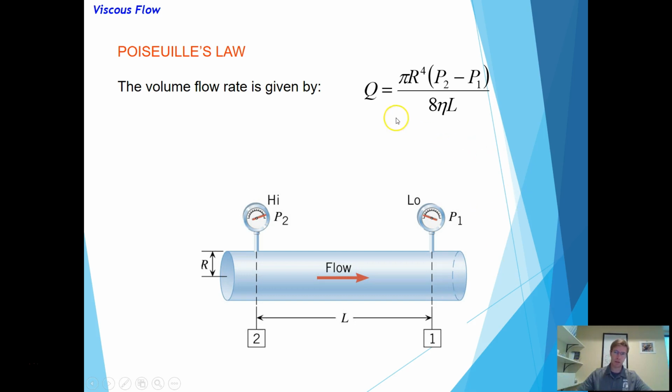And so here's Poiseuille's law. Q is the volumetric flow rate. R is the radius of your pipe. P is the change in pressure from one end to the other.